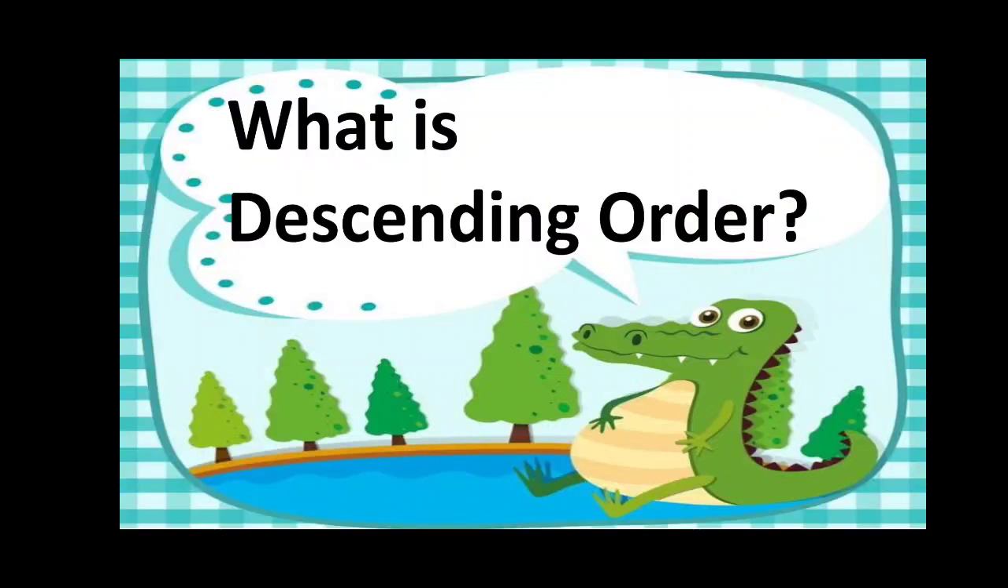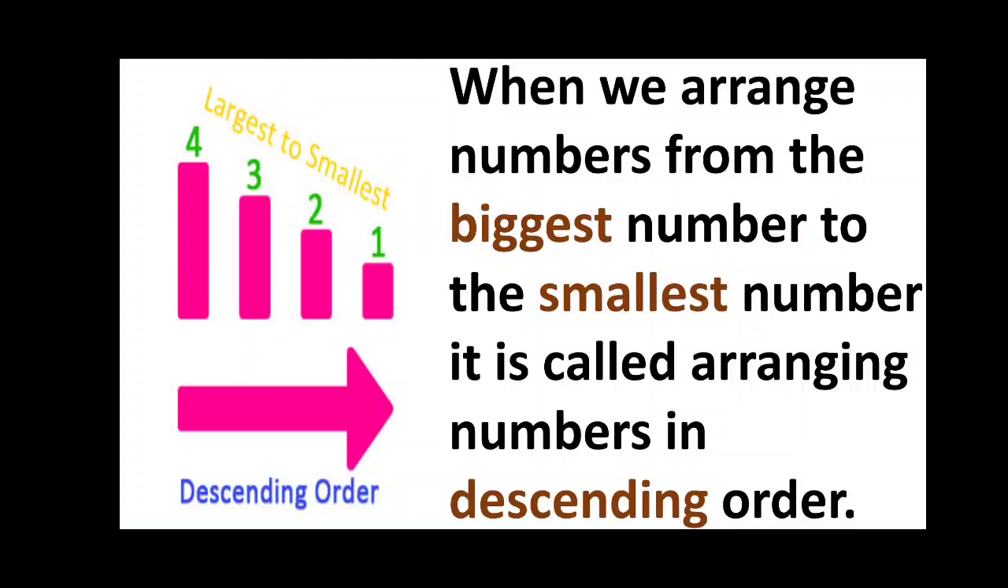Now, let us study what descending order is. When we arrange numbers from the biggest number to the smallest number, it is called arranging numbers in descending order.